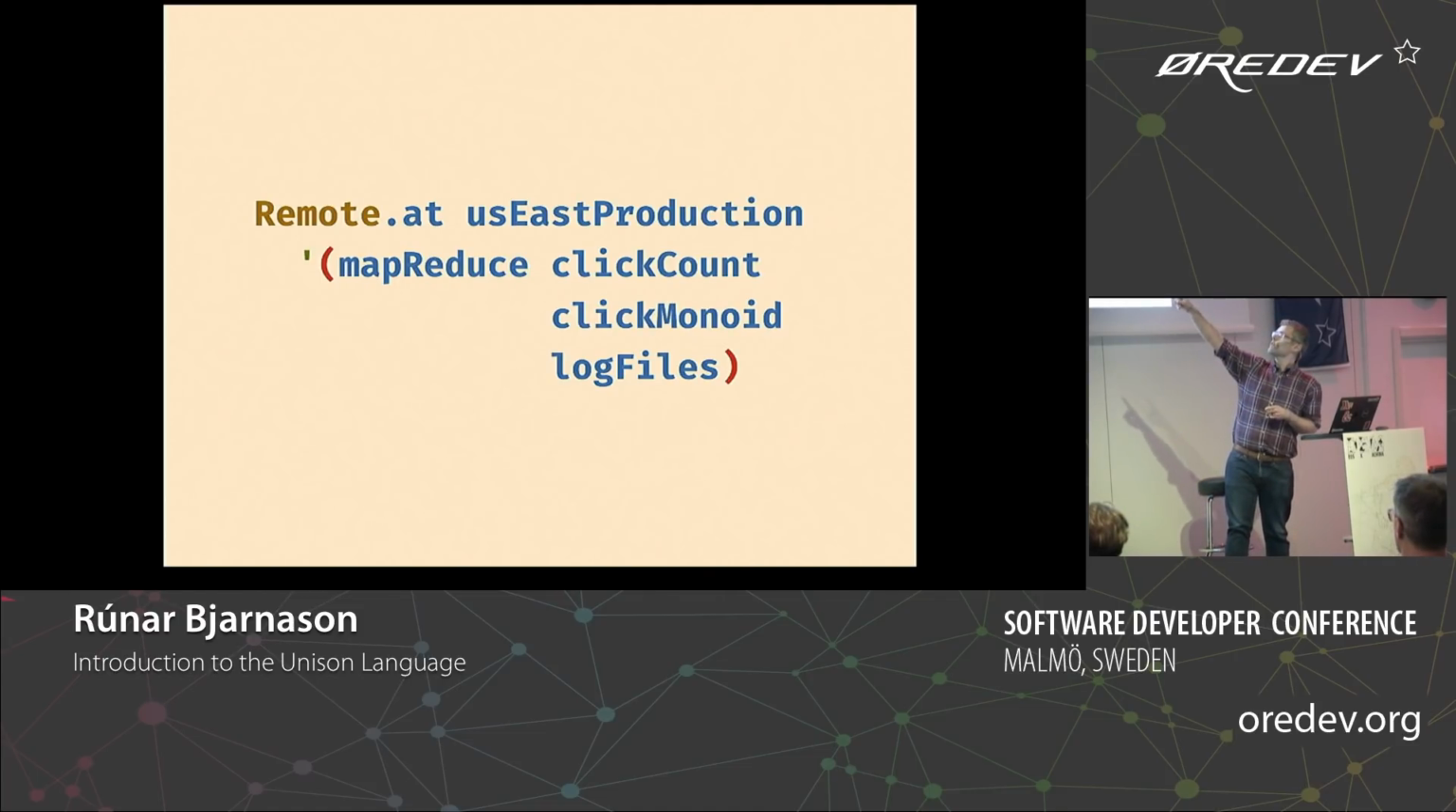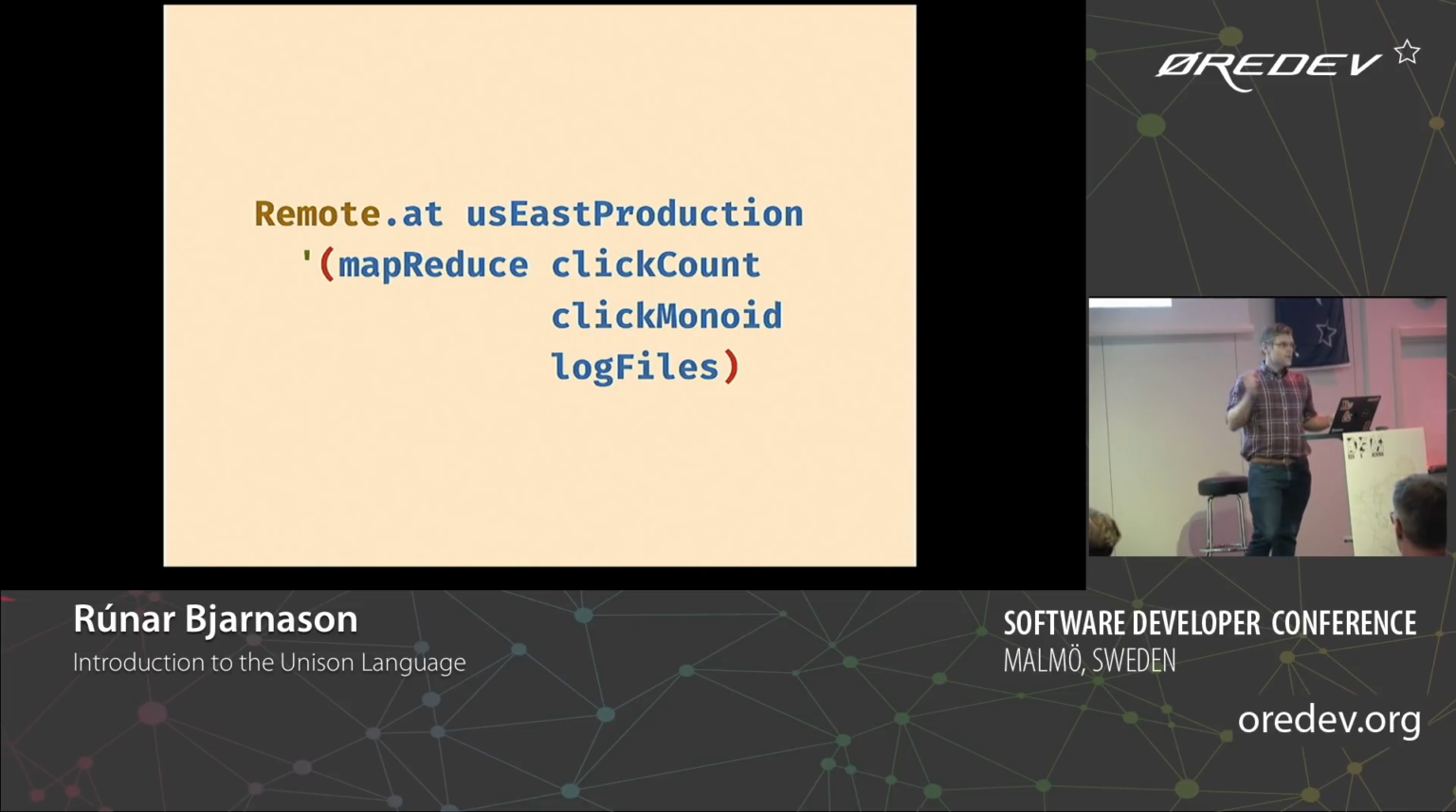So note the little tick in front of the parentheses. That means I'm going to quote this program and not execute it right now. I'm going to capture it, and I'm going to send it to US East production and run it there. Okay? So here, click count could be spawning nodes, pulling them from auto-scaling groups or whatever, and it'll have access to the full remoting API.